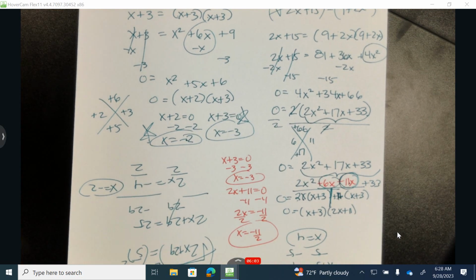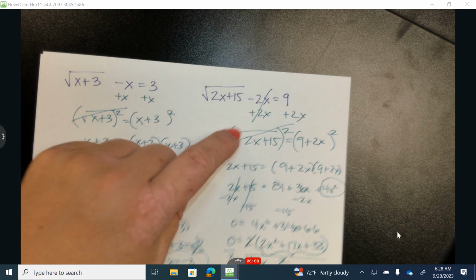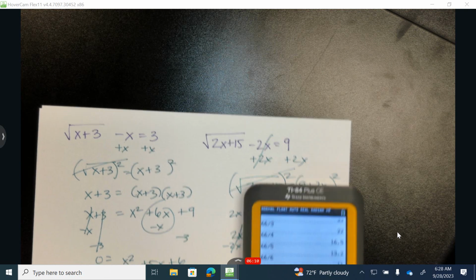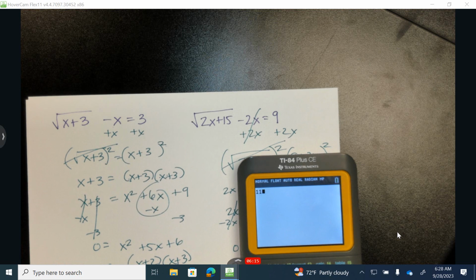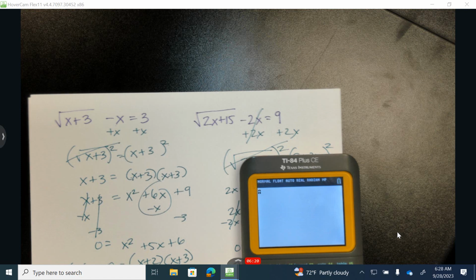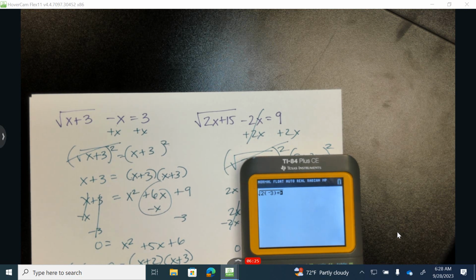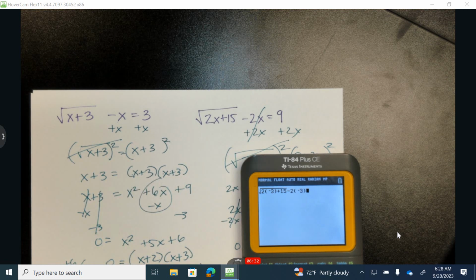So now I need to use a calculator to see, is this correct? Remember, we're going to come back up here. So this is the equation that I've been working on, and I want to see, does negative 3 and does negative 11 over 2 work? By the way, negative 11 over 2 is equivalent to negative 5.5. So let's start with the negative 3. I have the square root of 2 times negative 3 plus 15, move in back of this quantity, subtract 2 times negative 3, and this better equal 9. If it doesn't equal 9, I know negative 3 is not a solution. It does, perfect. Negative 3 is a solution.